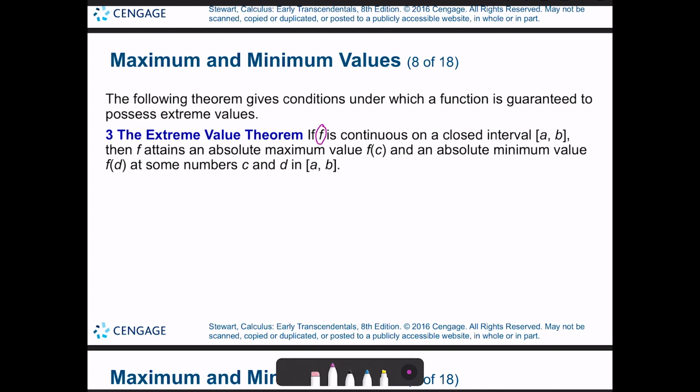F is a function. It's continuous, which means it doesn't have any asymptotes, it doesn't have any holes, there's no discontinuity. It's on a closed interval, so we are going to potentially be examining the endpoints. So if it's continuous on a closed interval, then the function will attain an absolute maximum value. Remember, this is a y value, and an absolute minimum value, here's another y value, f(d) and f(c), at some numbers c and d in our interval that goes from a to b.